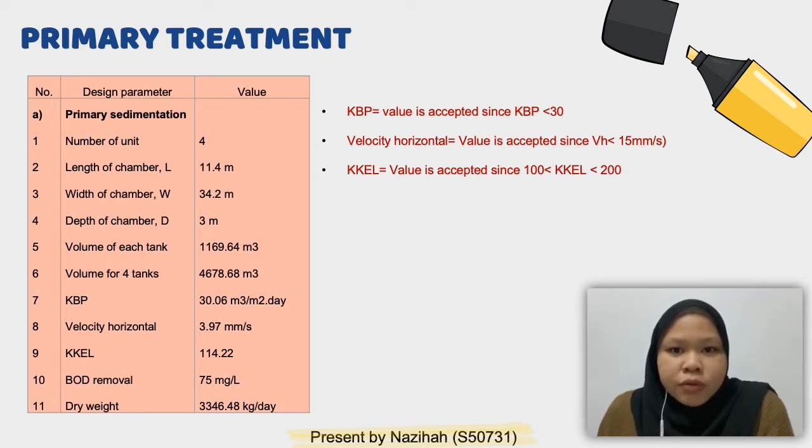The shape of the tank was a rectangular tank, and the benefit is that it is usually less expensive and easier to cover the tank if warranted, for example for odor control. The total number of sedimentation tanks designed was 4 tanks. The reason for using 4 tanks was to allow maintenance and repair.